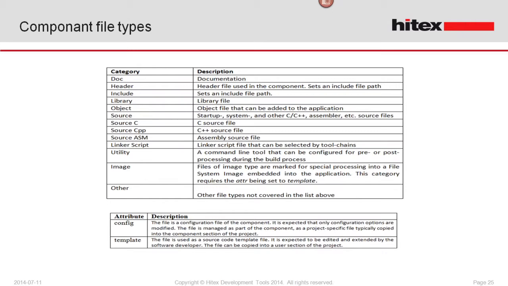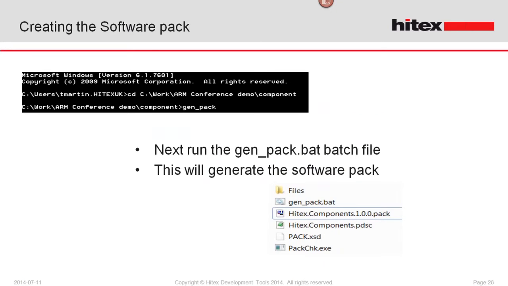So there are a number of different file types that we can add, so object files, source files, utilities, script files, etc. So it's a fairly flexible scheme that will support a wide range of software components. Once we've done that basic description, we can create an initial software pack. So here we can just run the gen pack utility, and this will then create us our Hitex components version 1.0.0 pack. If we then double click on that, it will install that pack into our toolchain.